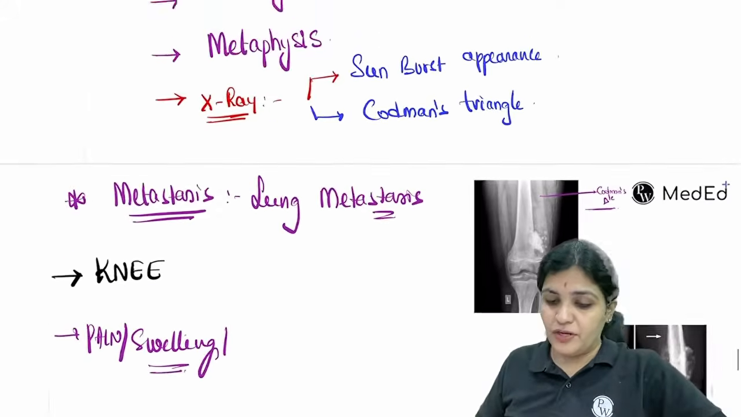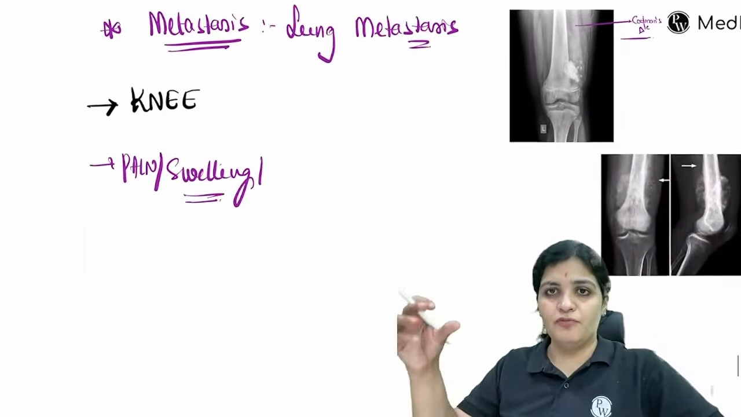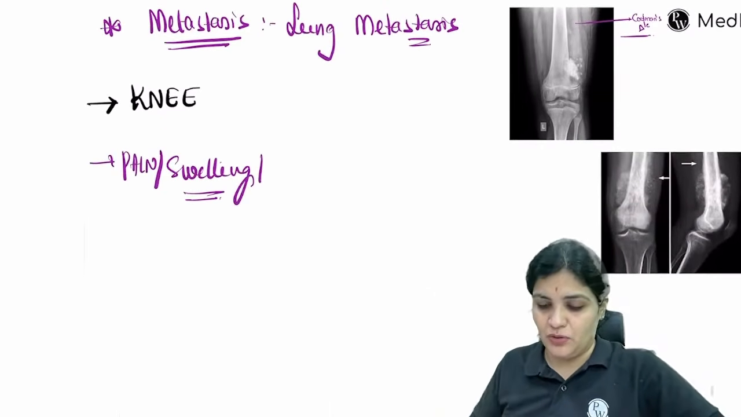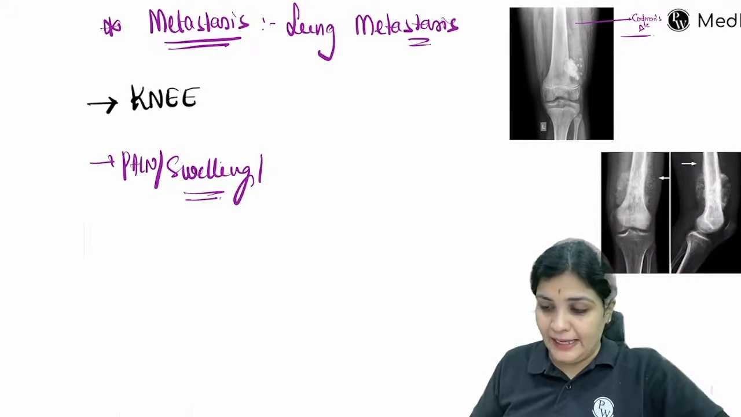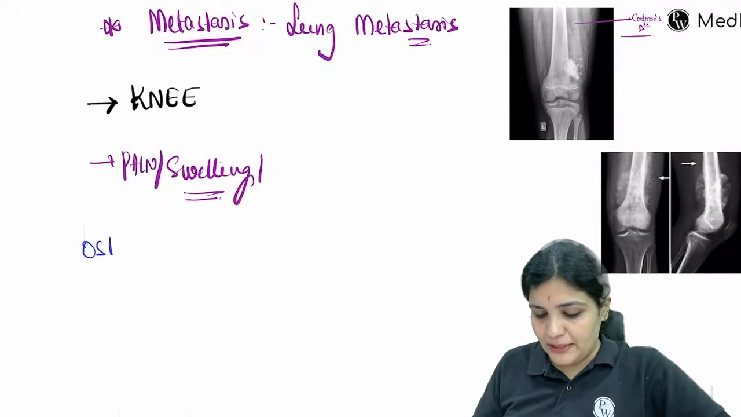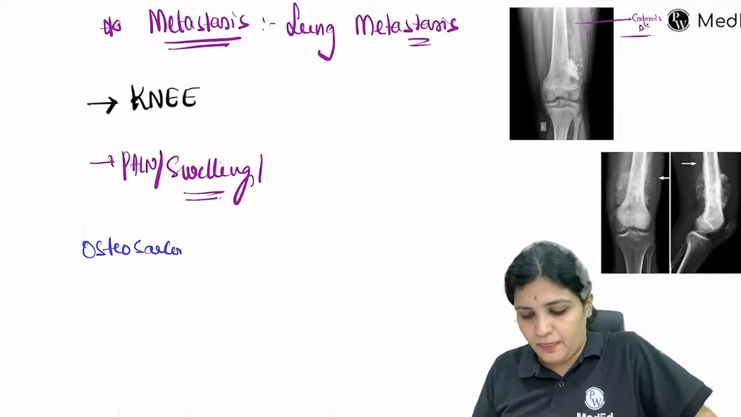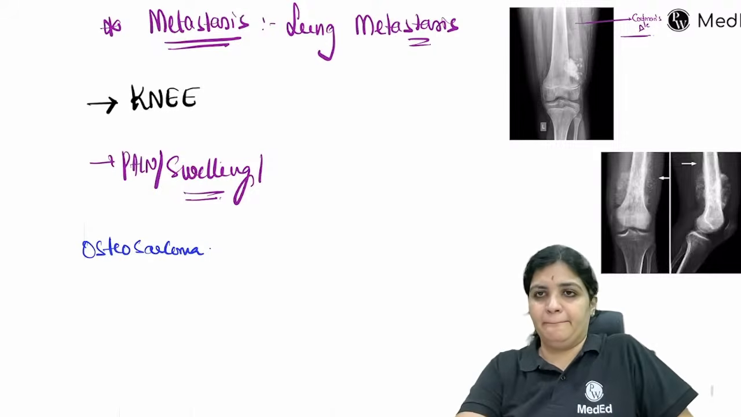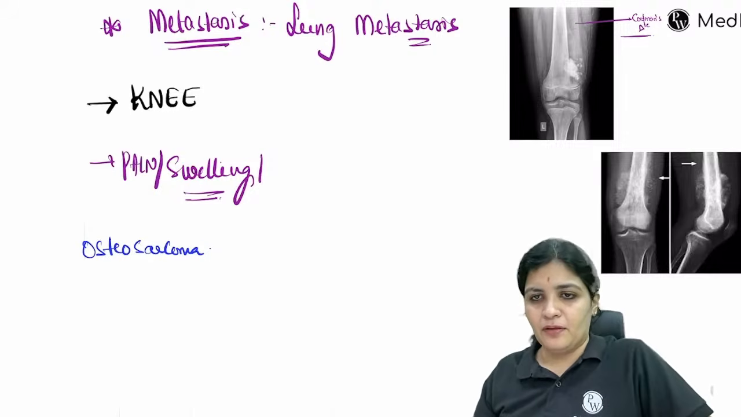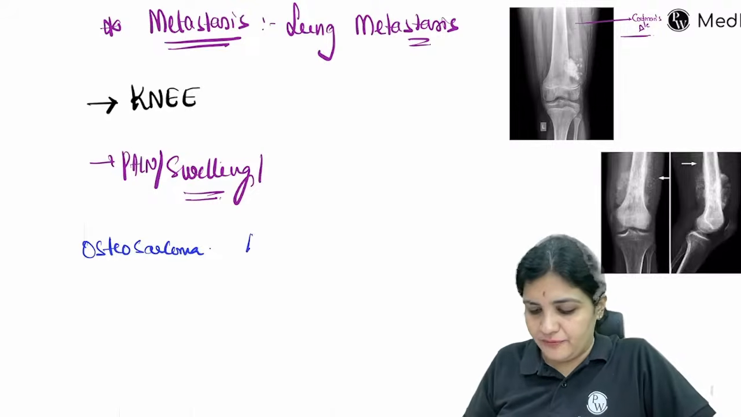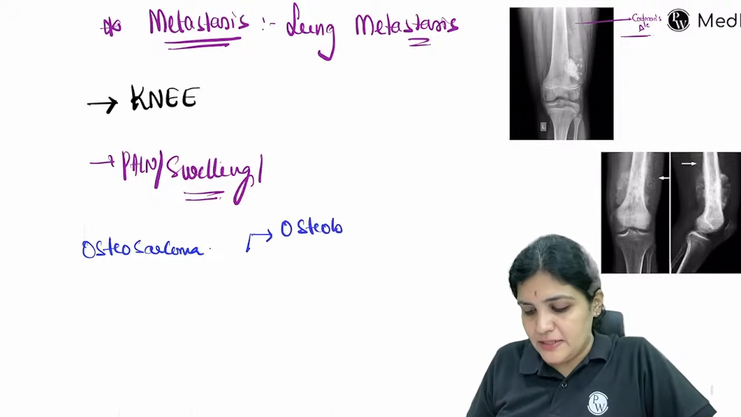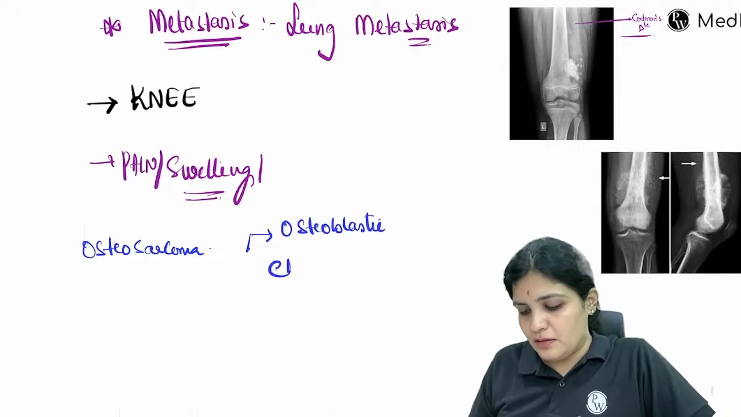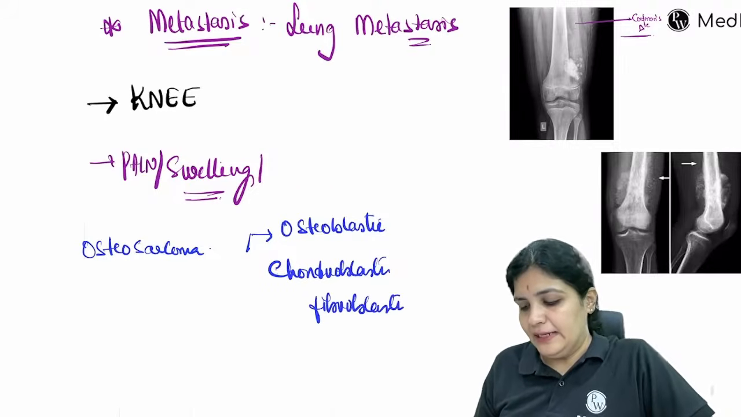And biopsy, I have already told you, you see a lot of osteoblasts and a lot of bone formation, seams of osteoid on the biopsy, right? And then what do you do? The types of osteosarcoma: you have osteoblastic, chondroblastic, fibroblastic, and telangiectatic.